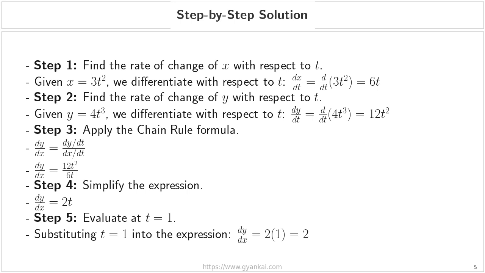Finally, in step 5, we evaluate this result for the specific moment in time mentioned in the problem. By substituting t equals 1 into our expression, 2 times 1 equals 2. This gives us our final numerical answer, which we will now use to draw our conclusion in the next slide.